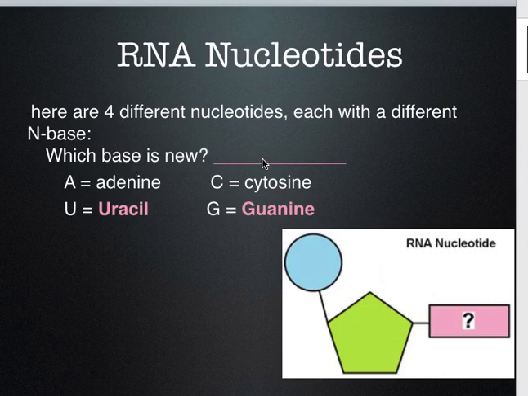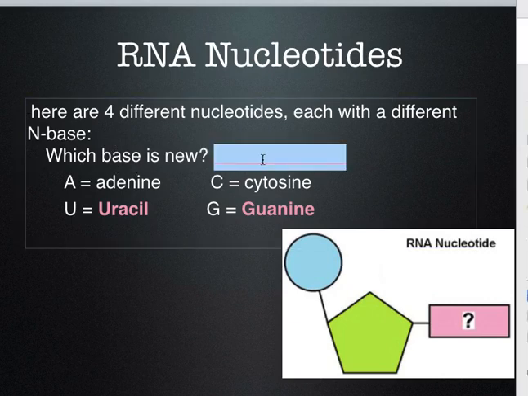So which base is new? Okay, the uracil is the new base. So A still stands for adenine, C still stands for cytosine, G stands for guanine, U stands for uracil. And they're using the first letter of the word again as its abbreviation. So for RNA, this question mark here is going to be only one of these 4 letters. Notice the T is not there. There is no T or thymine nitrogen base in RNA.